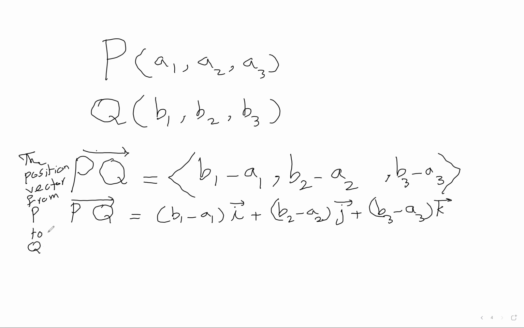So pay attention that the position vector from Q to P will be different, because if Q is the initial point and P is the end point, then the first coordinate of the vector, instead of B1 minus A1, will be A1 minus B1. The second coordinate, instead of B2 minus A2, will be A2 minus B2. And the third coordinate, instead of B3 minus A3, will be A3 minus B3. So that PQ and QP are parallel, but they are in opposite directions.